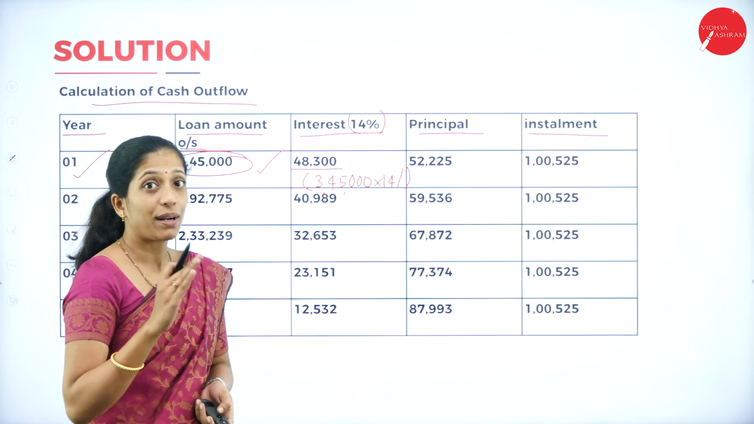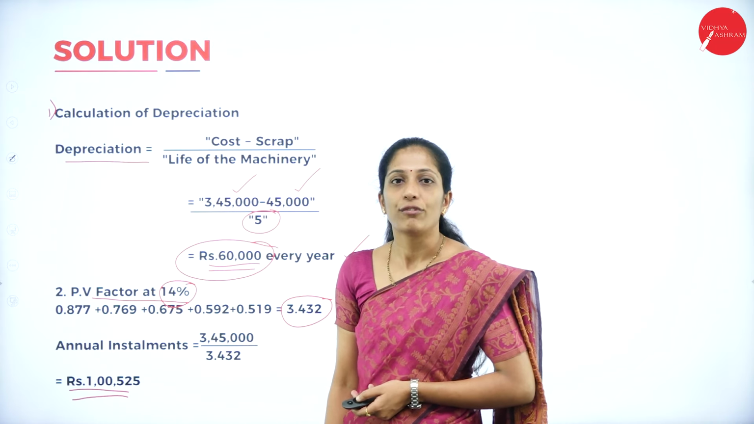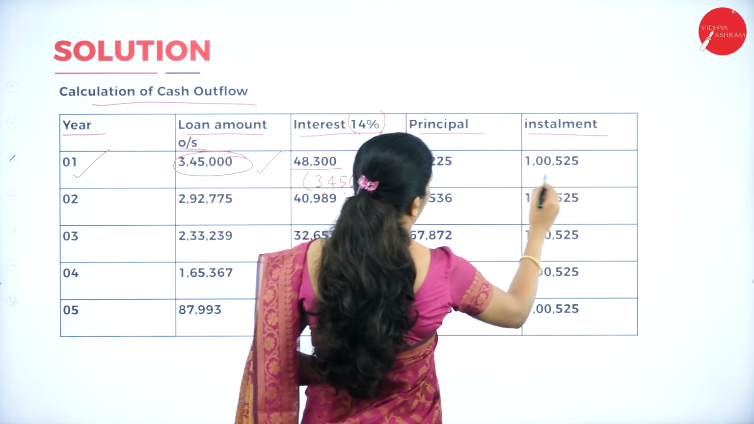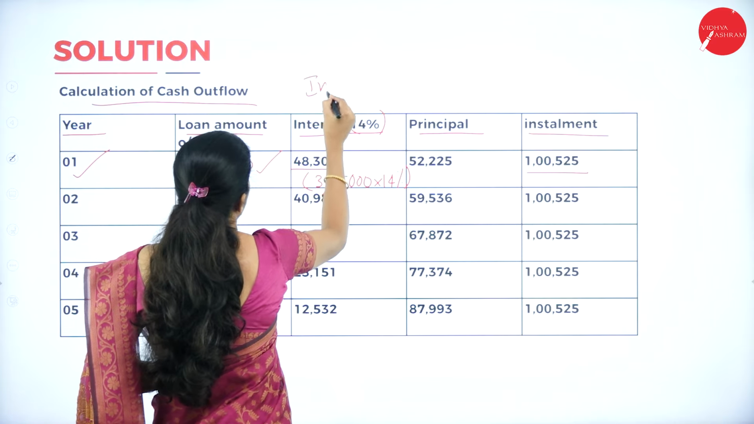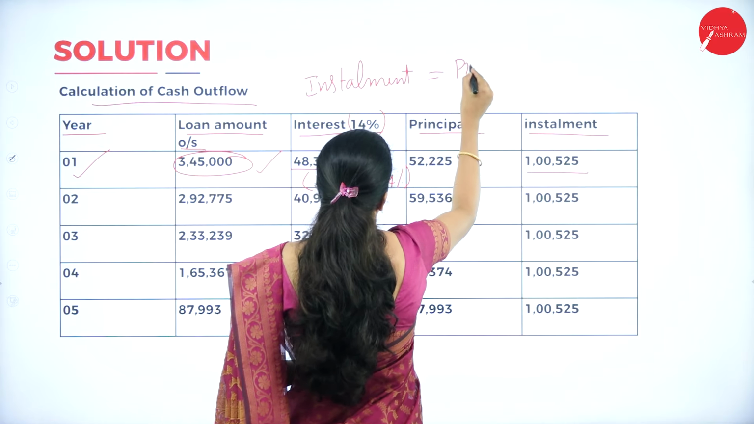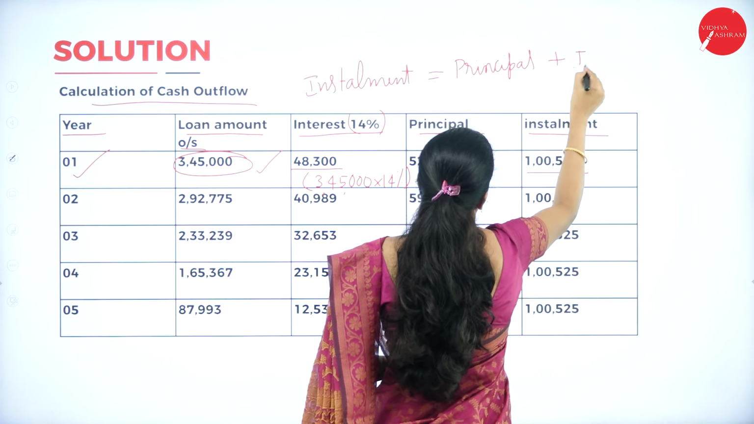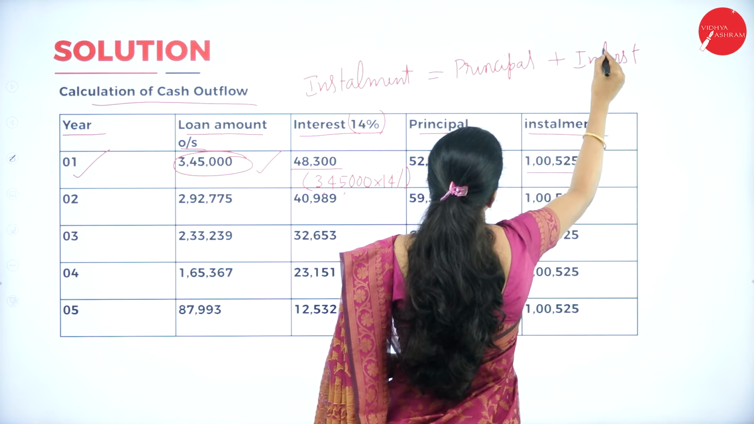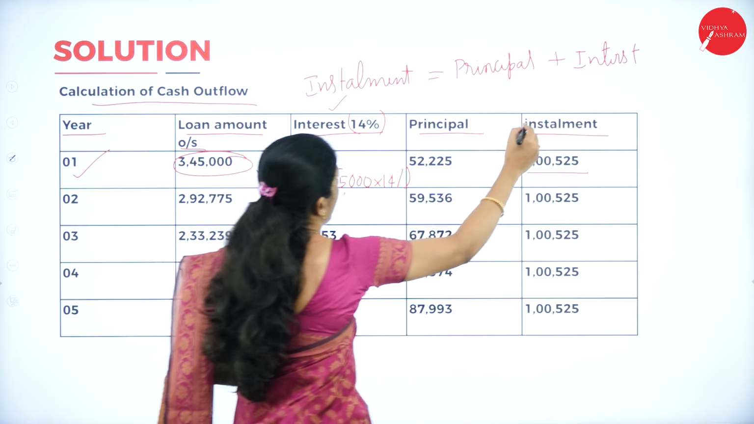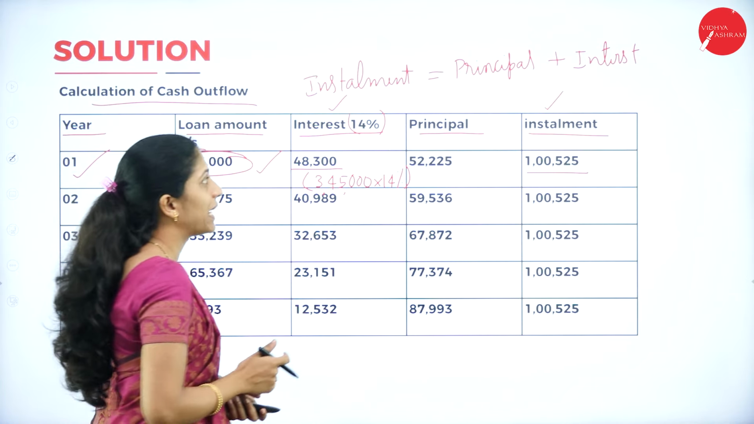Next, come to the installment. So we have already calculated the installment. So what is the annual installment? It is 1,05,25. So we don't know what the principal is, but we know the installment. Now what is the formula to calculate installment? Installment is equal to principal plus interest. Now this is the formula to calculate installment. Now we know interest as well as installment. Now how to calculate the principal?